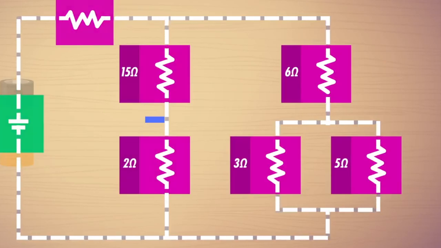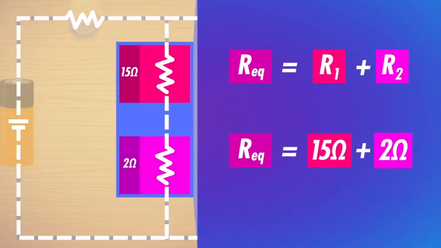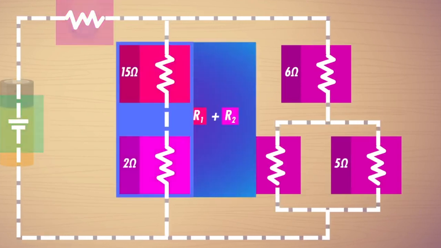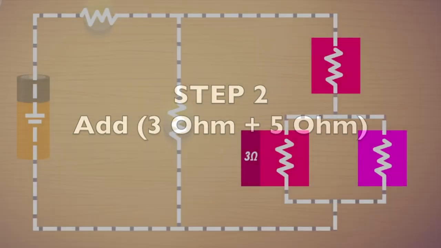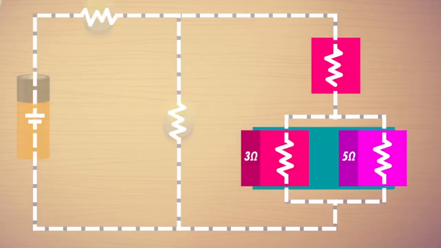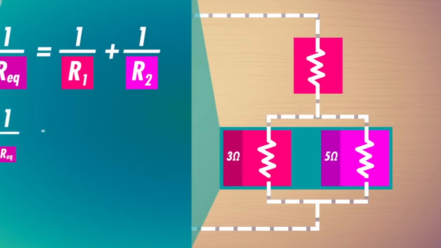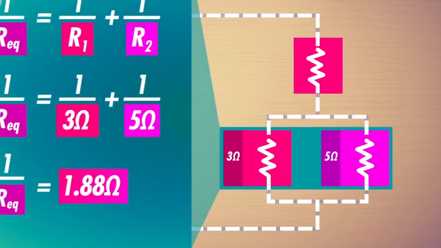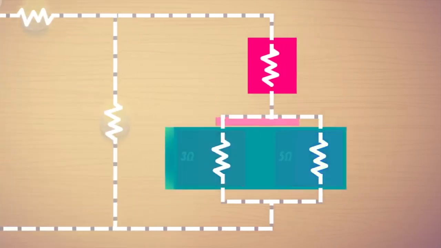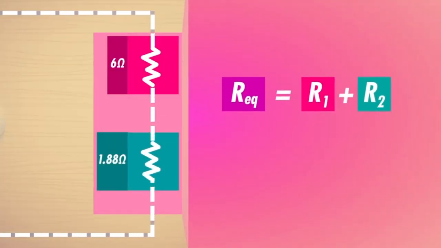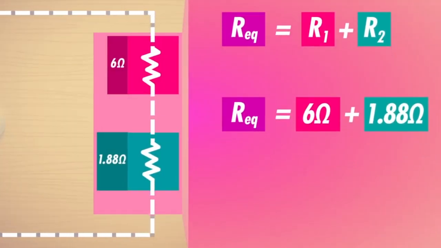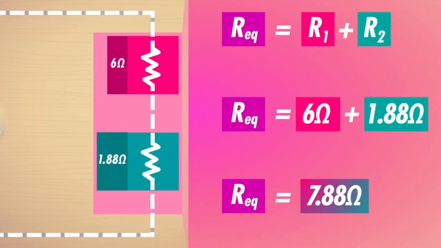We have to use Ohm's law to add 15 ohms and 2 ohms, which is 17 ohms. Circuit number 2. Here we have to add 3 ohms with 5 ohms. Again, using Ohm's law, the relationship is reciprocal, so we're going to get 1.88 ohms. Circuit number 3, we're going to add 6 ohms plus 1.88 ohms by Ohm's law, which is 7.88 ohms.